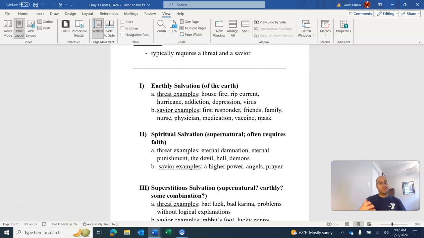Addiction, depression, a virus, a cold. These are things that threaten our earthly existence as people. They harm us physically, they harm us emotionally or psychologically. So that's examples of earthly threats. Earthly saviors would be what counteracts those threats: first responders, friends, families, nurses, physicians, medications, vaccines, masks, seatbelts, anything that serves to counteract those physical earthly threats and potentially be saviors, and an example of an earthly salvation.